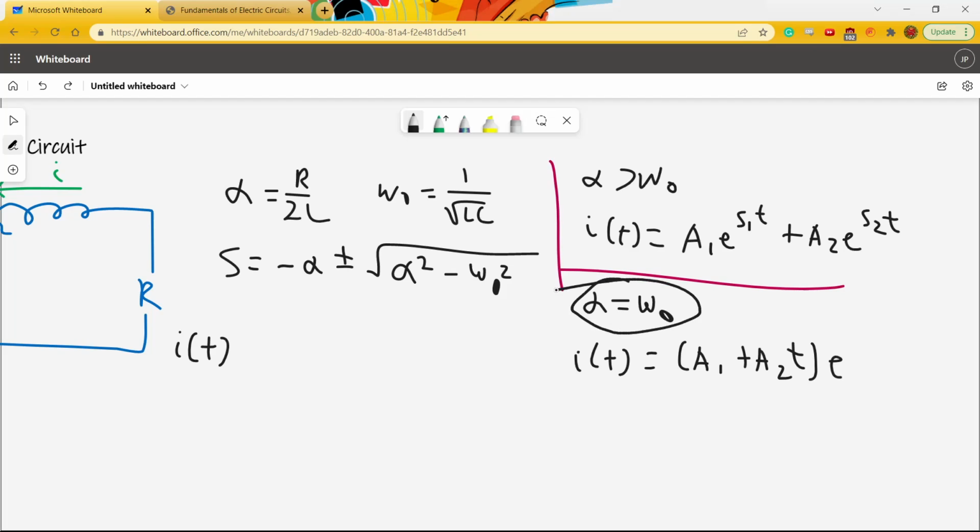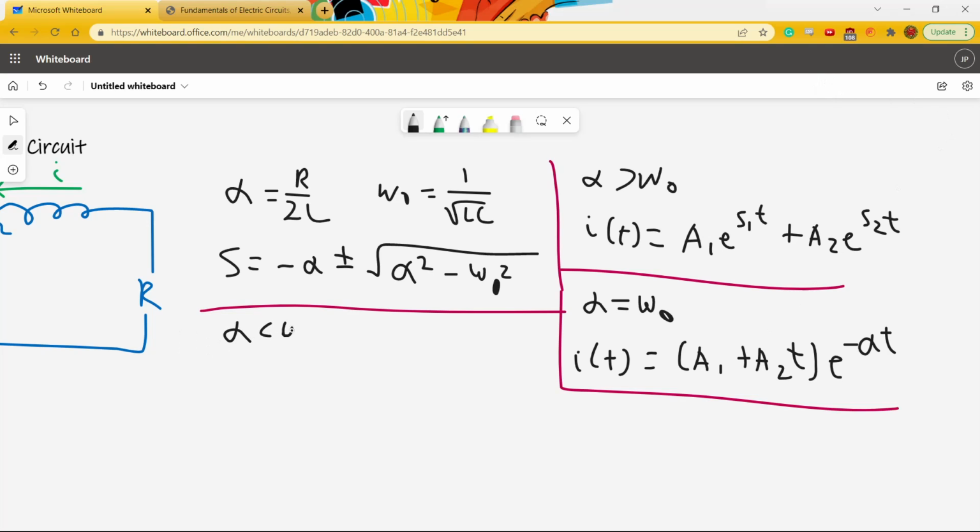If alpha equals omega naught, you get the following form. I of t equals A1 plus A2 times t times e to the negative alpha t. Note that this is because alpha squared minus omega naught squared goes to 0, so you're just left with a negative alpha. So the s's here become negative alpha, negative alpha, but we needed to add this t term because of what we did when we solved the differential equation.